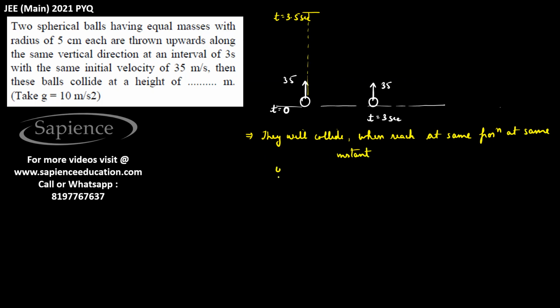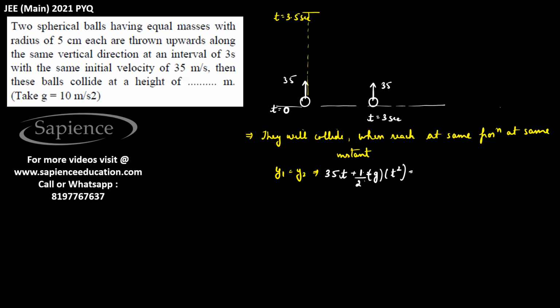So the position of the first ball should be equal to the position of the second ball. So what is the position of the first ball? The first ball is thrown upward with a velocity of 35. So we write distance equals ut plus half at square. So u is 35, the time taken by the first ball is t, plus half acceleration is g, and the time is t square. This will be the position of the first ball. The velocity is taken in the upward direction and g is taken in the downward direction, so let's take this as negative.